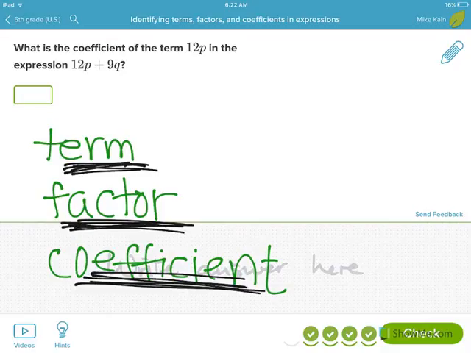Term, factor, coefficient, 192. Term, factor, coefficient, 193. Term, factor, coefficient, 194.